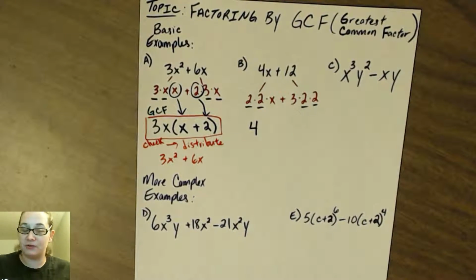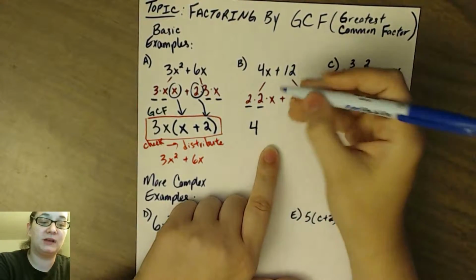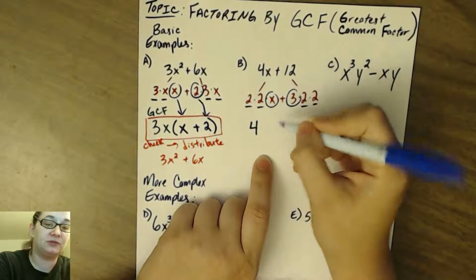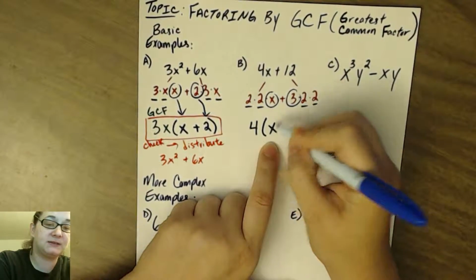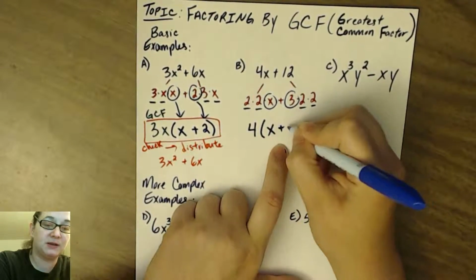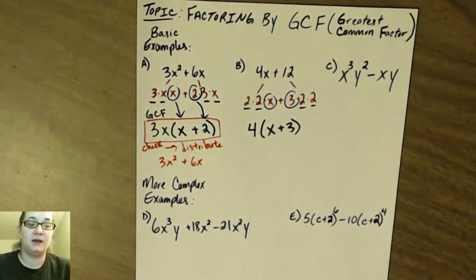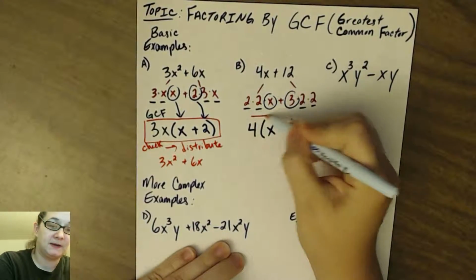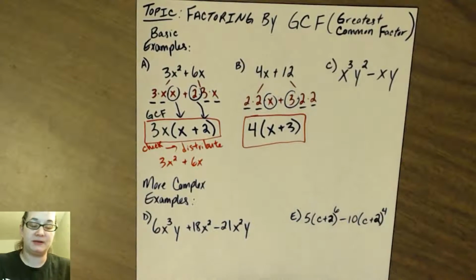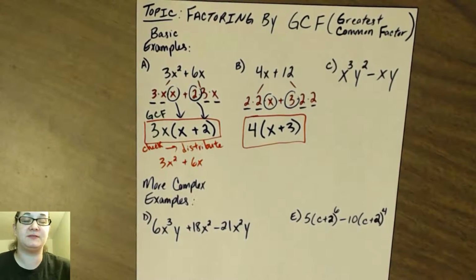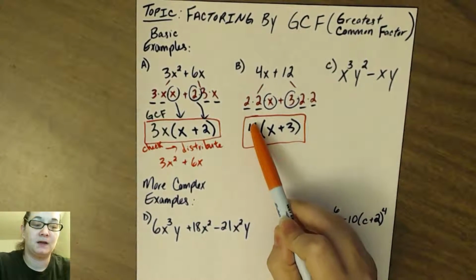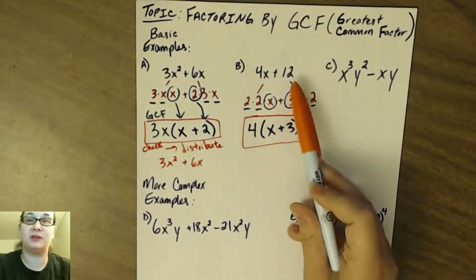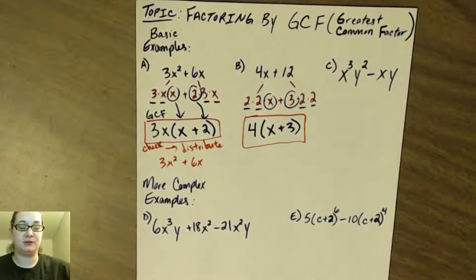And if I do what I did for the first one, I want to think about what's left over. Well, this x was left over and that 3 was left over. So there's an x, the symbol between them is plus, and 3. If I were to double check this using the distributive property, because that's how you check to make sure that your GCF is correct, 4 times x would give me the 4x, and 4 times 3 would give me 12. So I know that that's good.